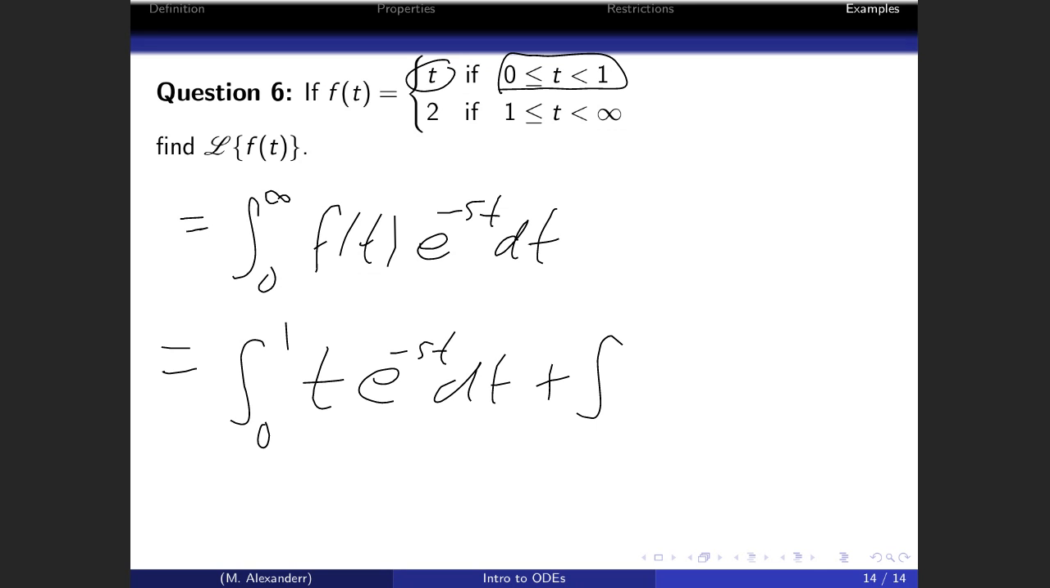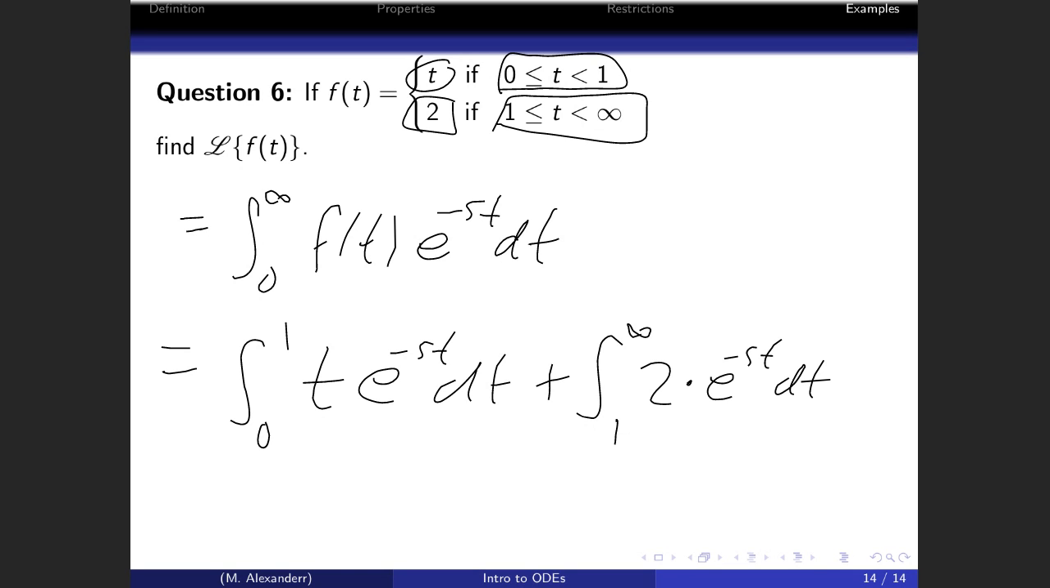And then we're going to write down our integral from 1 to infinity. Between 1 and infinity, the function value is equal to 2. So this is going to be 2 times e to the negative st dt. And so that is how we set up the integral for the Laplace transform.